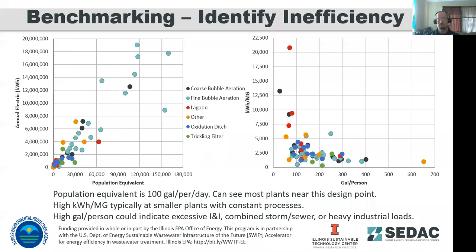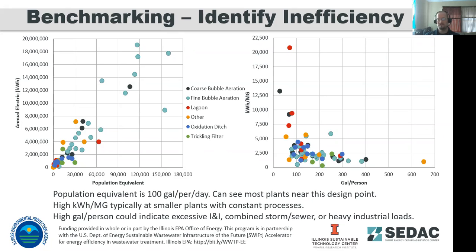On the right-hand side of the screen is an energy intensity chart. We've looked at a lot of research papers on how wastewater plants are benchmarked. There are a few different ways. What we've chosen to show here is the electric consumption per million gallons on the y-axis and the gallon per person or population equivalent on the x-axis. And it shows a bit of a logarithmic trend.